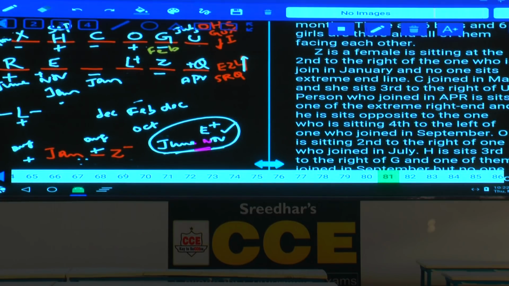If G is Feb, then what about this one? Z is Feb and October. If Feb and October, Feb is adjacent to what? December. Hence, this O must be December. Are you following this one or not? O is December. If O is December and December and Feb are adjacent to each other, then what is the next information we have?